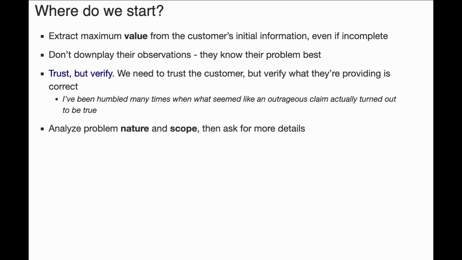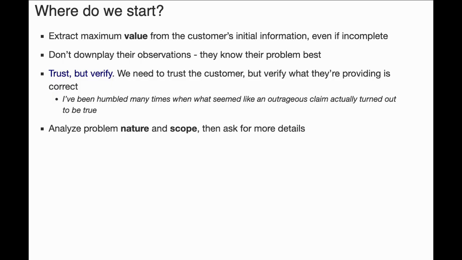Trust but verify. We need to trust the customer but verify what they're providing is correct. I've been humbled many times by what seemed like an outrageous claim. It actually turned out to be true. We need to be aware of our own assumptions and not let them get in the way. It's okay to have assumptions, but our job is to prove or disprove them.